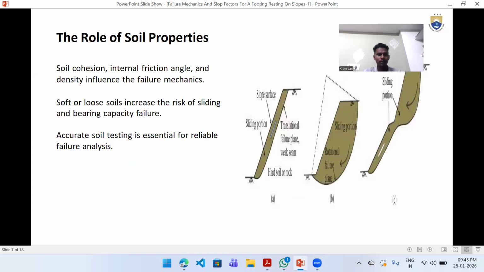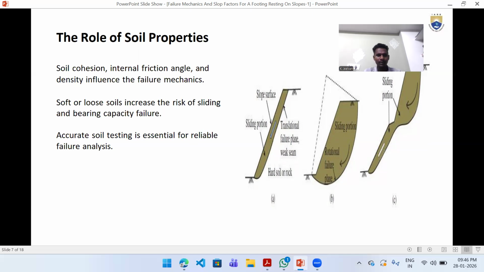The role of soil properties. Soil cohesion, internal friction angle, and density influence the failure mechanics. Soft or loose soil increases the risk of sliding and bearing capacity failures. Accurate soil testing is essential for reliable failure analysis.